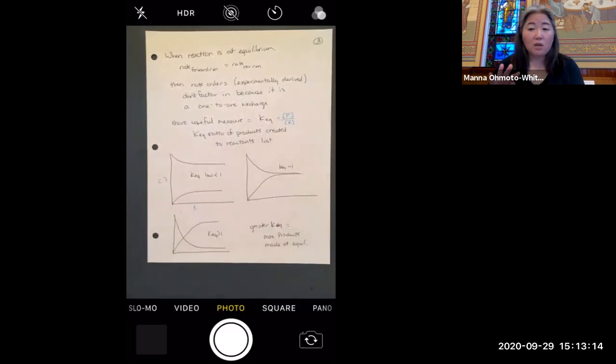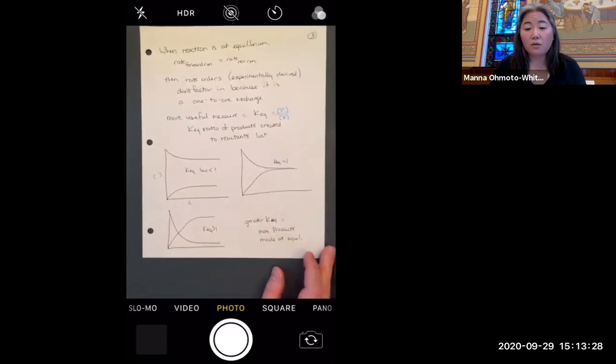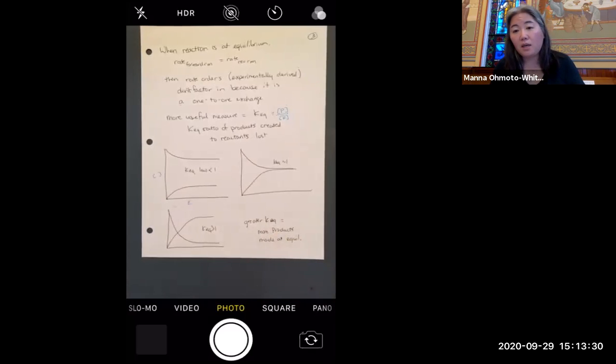If they're about equal to one another, then my KEQ value is about 1. And if they're much, much greater, like a lot of my reactants get converted to products, then my KEQ value will be greater than 1. The greater my KEQ value, the more products I have made when I reach equilibrium.